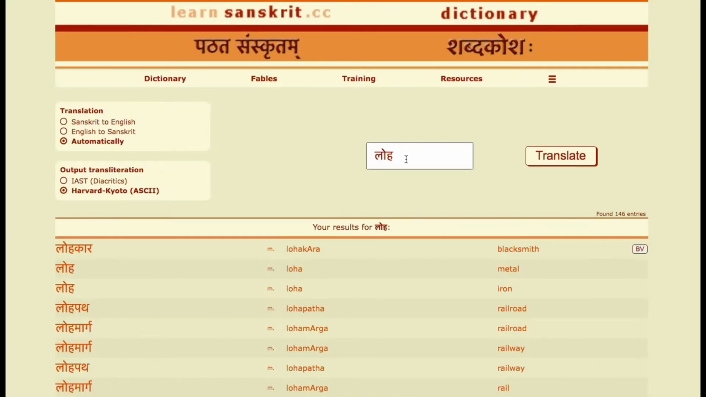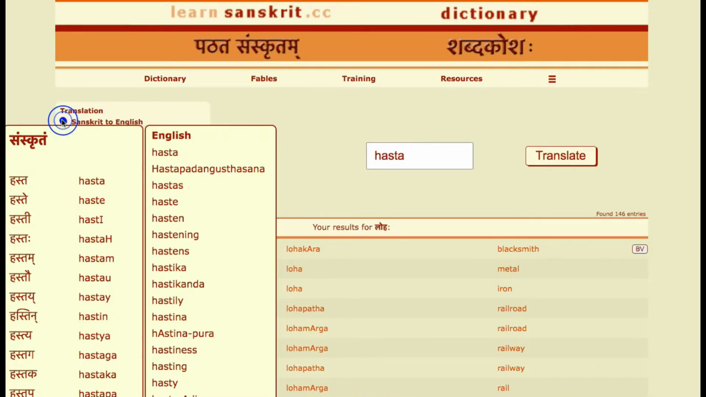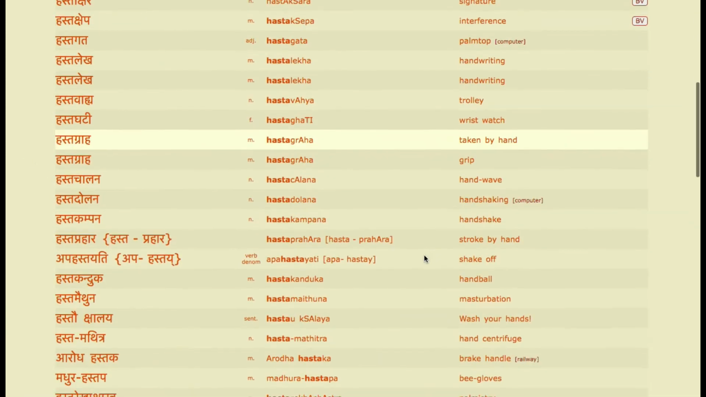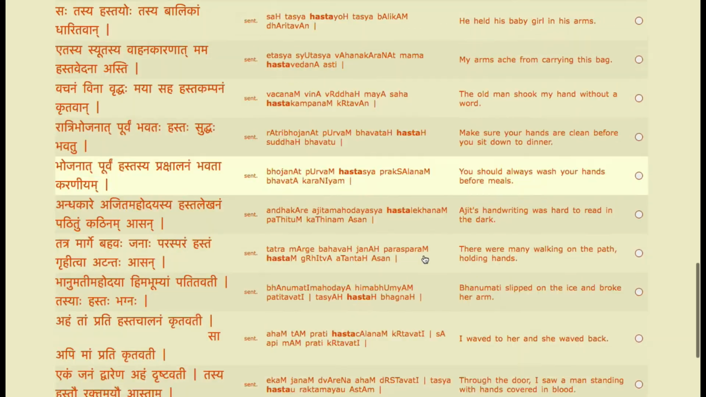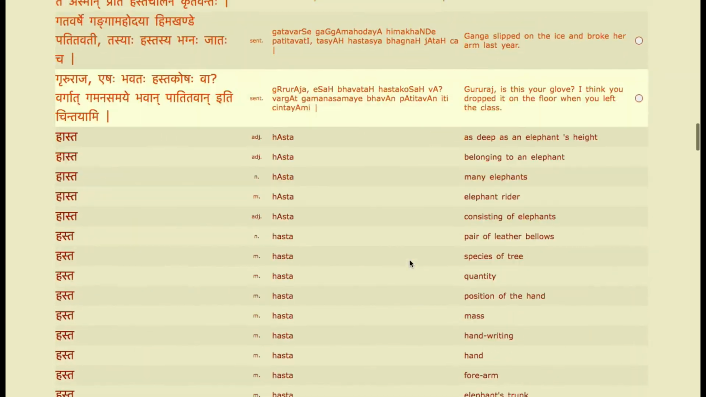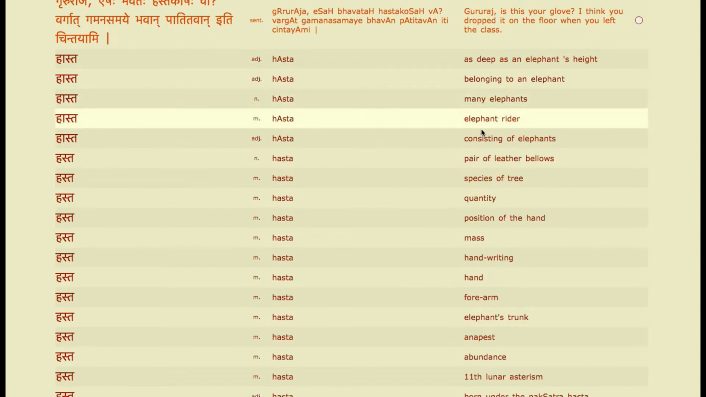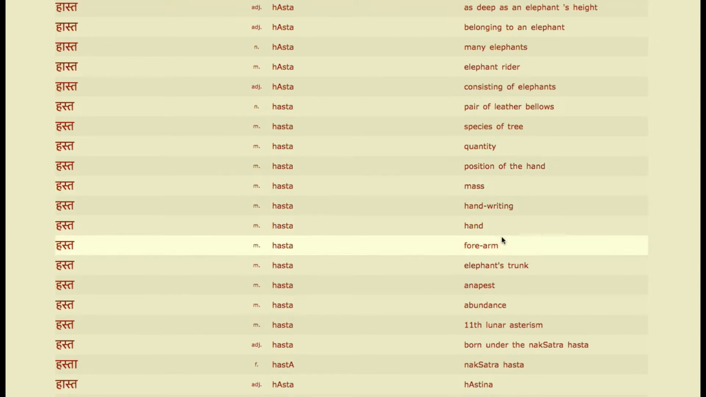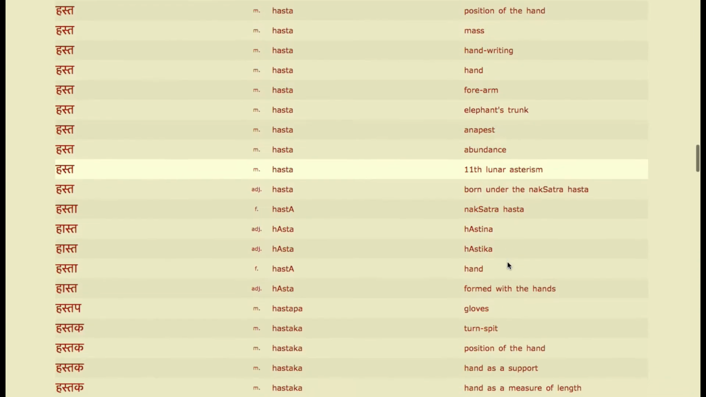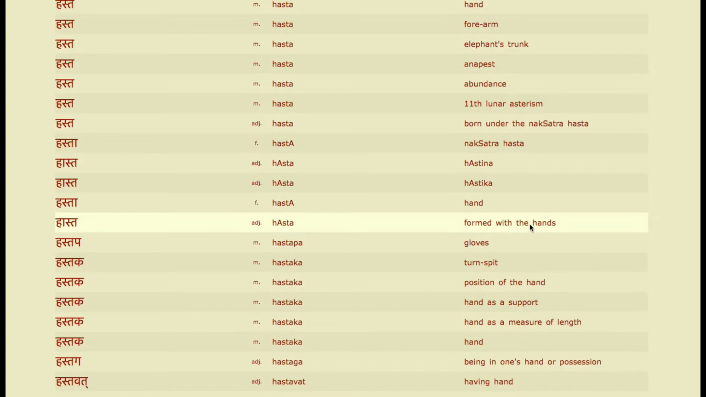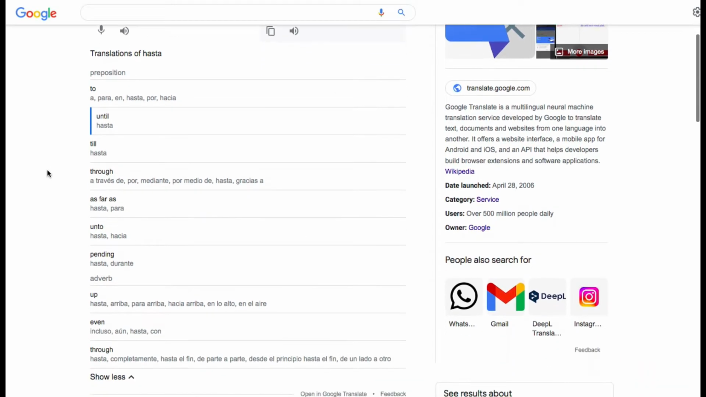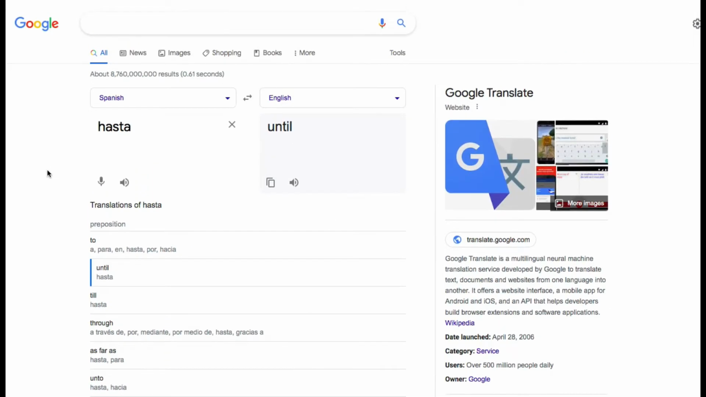So, what does hasta mean in Sanskrit? Here, look. It's a word in Sanskrit. It means the hand, but more than just the hand. They don't have it here. It also means the measure of the hand. It's a measure of distance. So it could be all these things, a species of tree, a quantity, a position of the hand, and it's also a measure of distance, all right? So it's about a hand's length. And in Spanish, it means that it's a measure of length. Now it's being used as a measure of time.